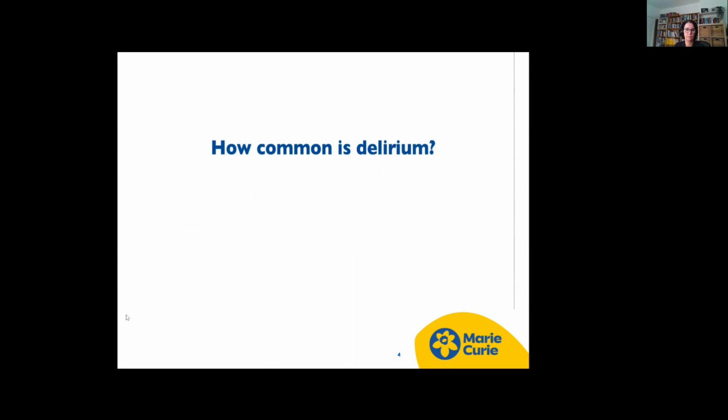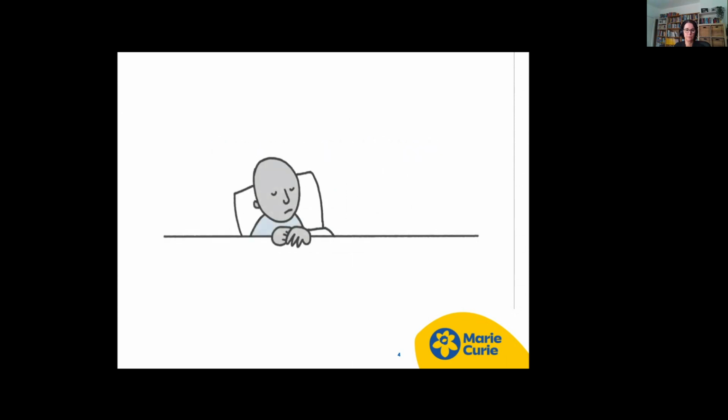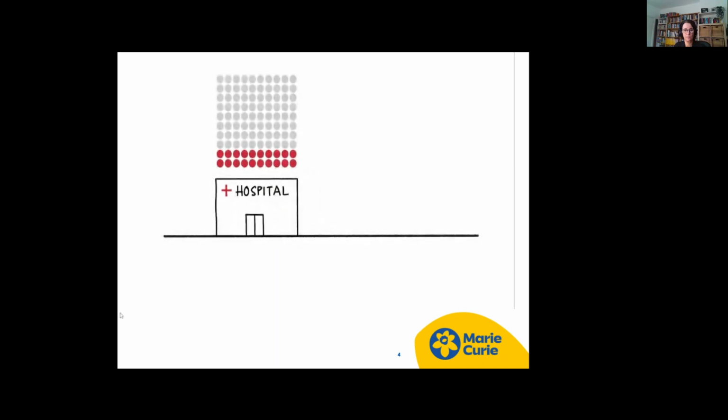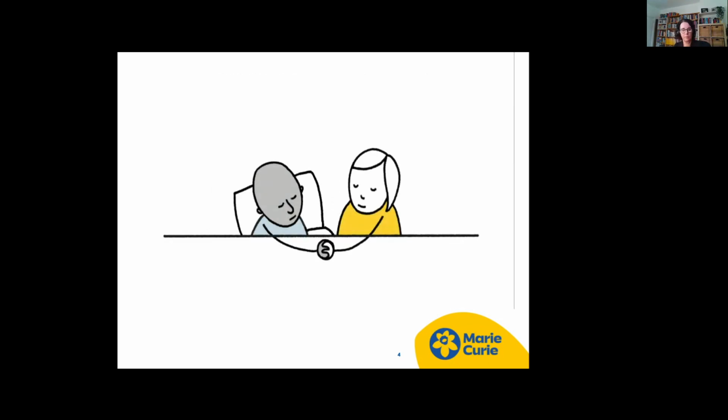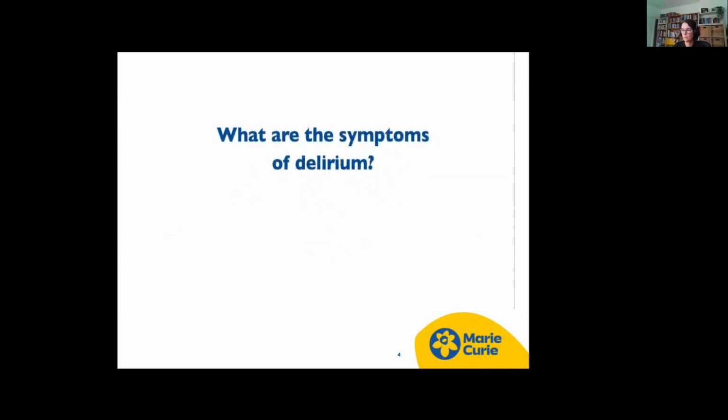How common is delirium? Delirium is common in people with terminal illnesses like advanced cancer or dementia. It affects up to 20% of adults admitted to hospital and 35% of those admitted to hospices. Delirium becomes more common as people approach the end of life. What are the symptoms of delirium?